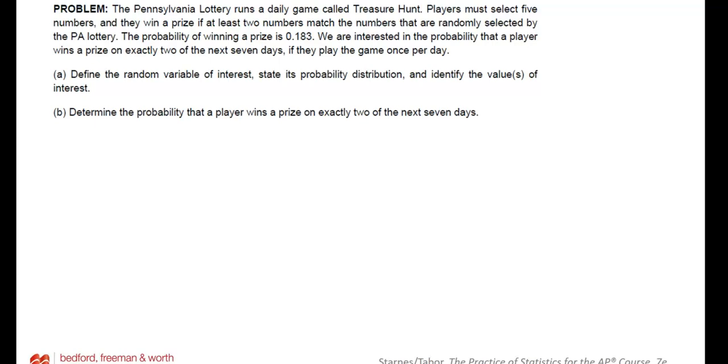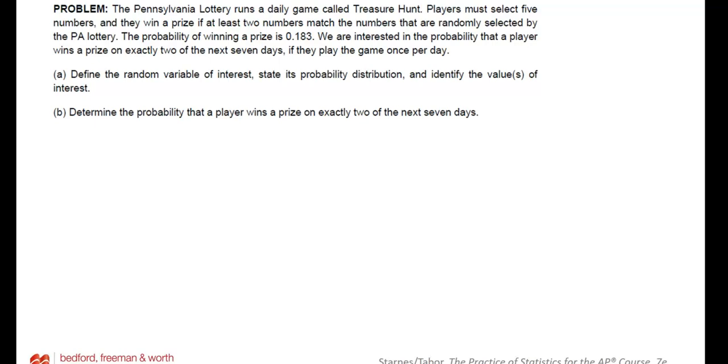It's a game called Treasure Hunt. Players must select 5 numbers. They win a prize if at least 2 numbers match the numbers that are randomly selected by the lottery. Probability of winning a prize is 0.183. We are interested in the probability the player wins a prize on exactly 2 of the next 7 days if they play the game once per day. Define the random variable of interest, state its probability distribution, and identify the values of interest.